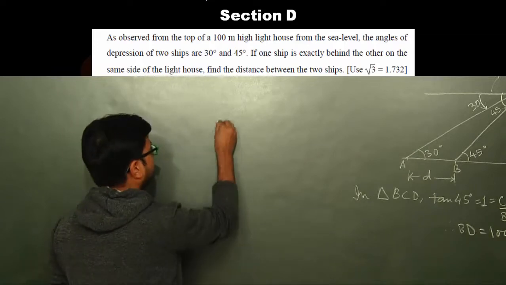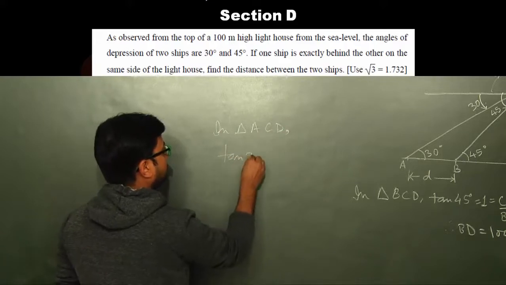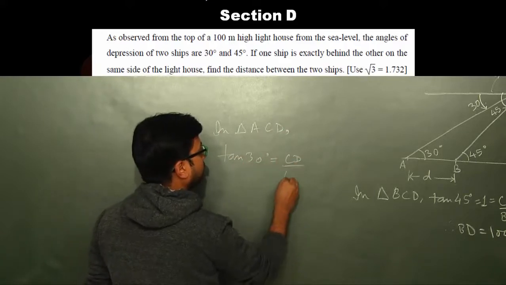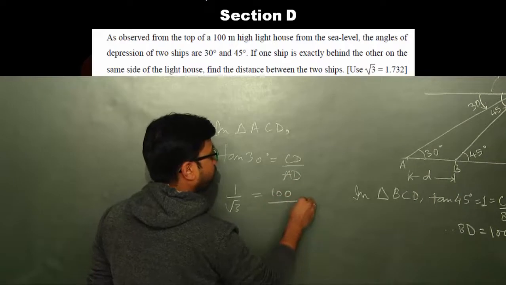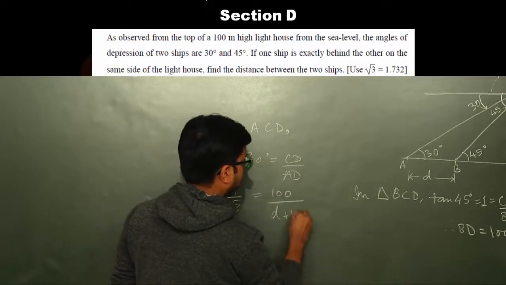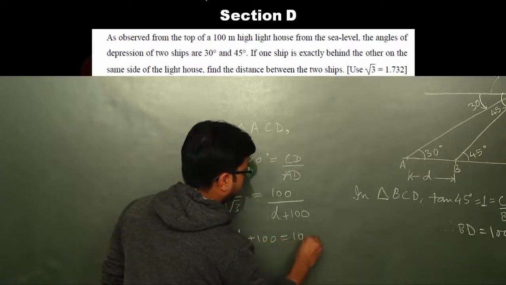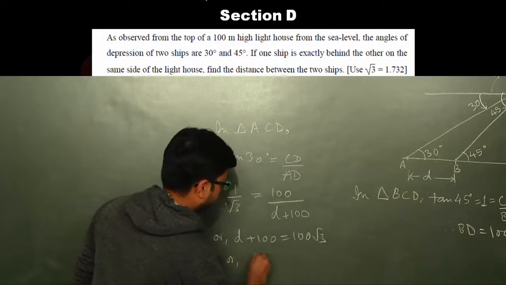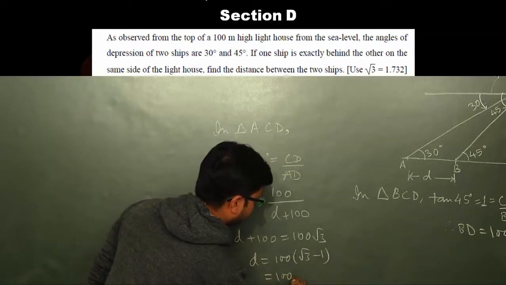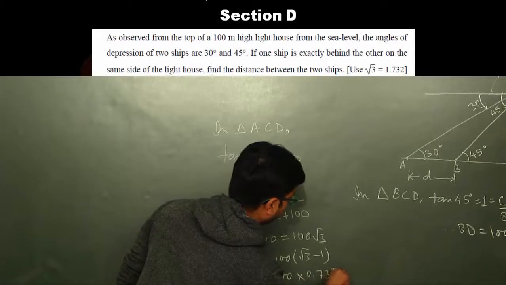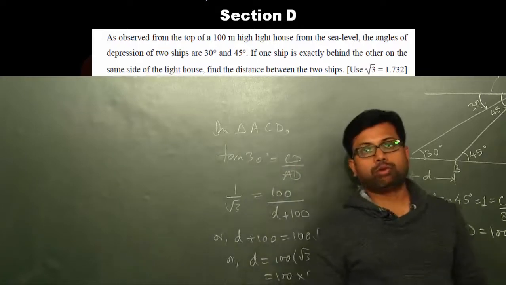Now in triangle ACD, tan 30 is equal to CD by AD. So you have 1 by root 3 equal to 100 by AD. And what is AD? AD is d plus BD, and BD has come out to be 100. So you have d plus 100 is equal to 100 root 3. So you have d is equal to 100 times (root 3 minus 1). Root 3 is given to be 1.732, so this is 0.732, and what you get is 73.2 meters. So the answer is 73.2 meters.